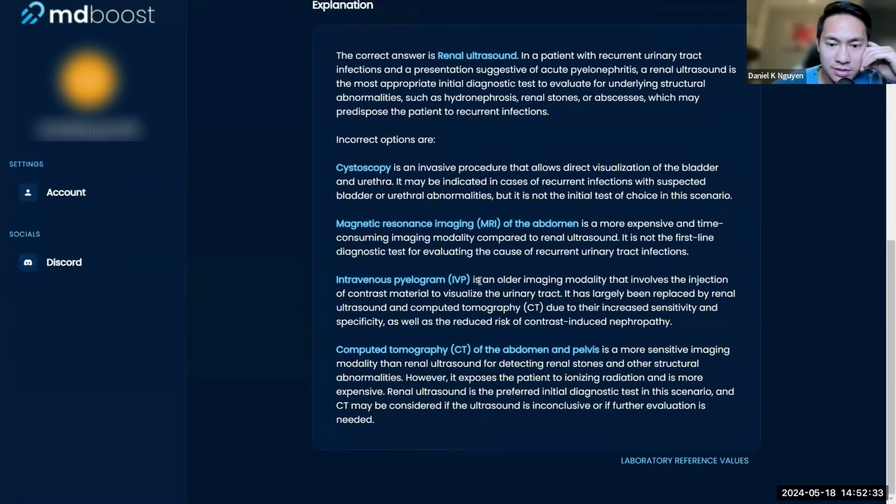But let's look at here. So, IV pyelogram, an older imaging modality that involves injection of contrast material to visualize the urinary tract, is largely being replaced by renal ultrasound and CT due to increased sensitivity and specificity, as well as reduced risk of contrast-induced nephropathy, which makes sense. Okay, right. They used to do that, but not anymore. So I guess if a question has IV pyelogram, don't choose it because it's outdated.